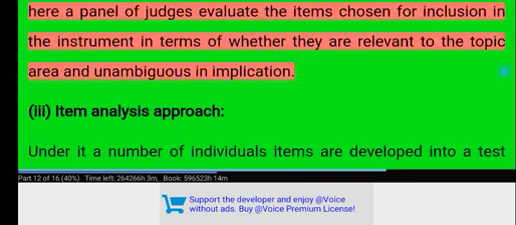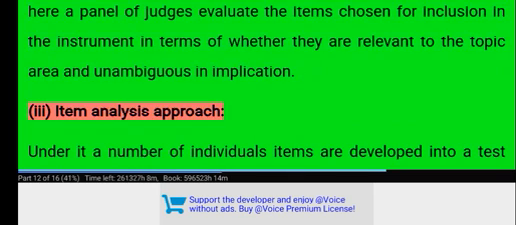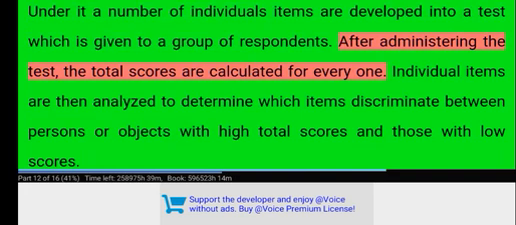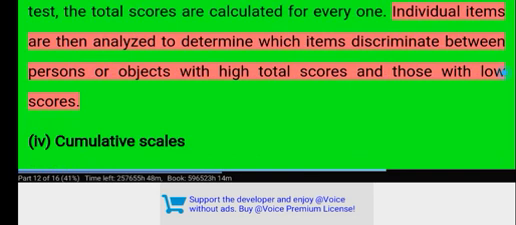II. Consensus approach. Here a panel of judges evaluate the items chosen for inclusion in the instrument in terms of whether they are relevant to the topic area and unambiguous in implication. III. Item analysis approach. Under it, a number of individual items are developed into a test which is given to a group of respondents. After administering the test, the total scores are calculated for everyone. Individual items are then analyzed to determine which items discriminate between persons or objects with high total scores and those with low scores.